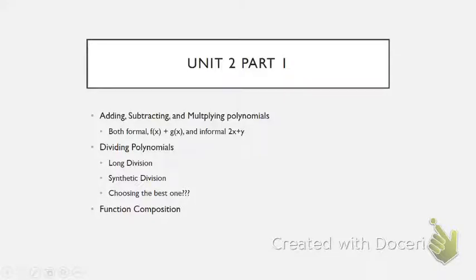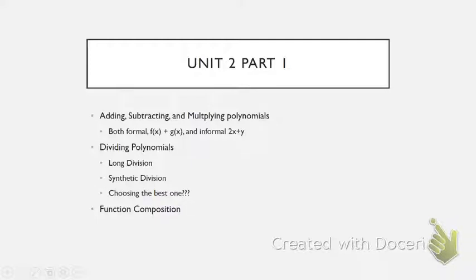Unit 2, Part 1. In Unit 2, we explored polynomials and identities and synthetic and long division, all of these things. We really explored what to do with these polynomials, all right? So let's just go over it real quick.